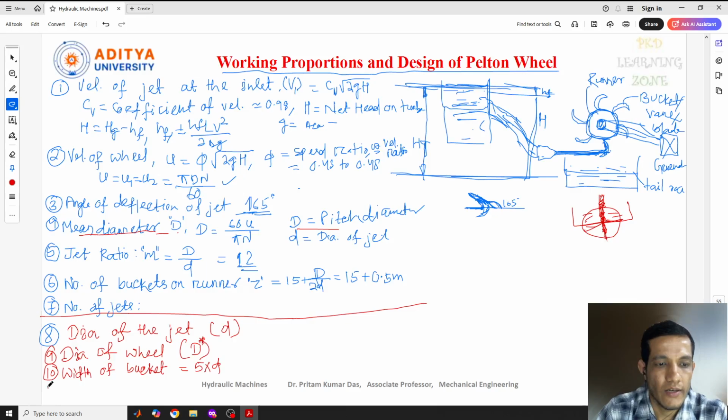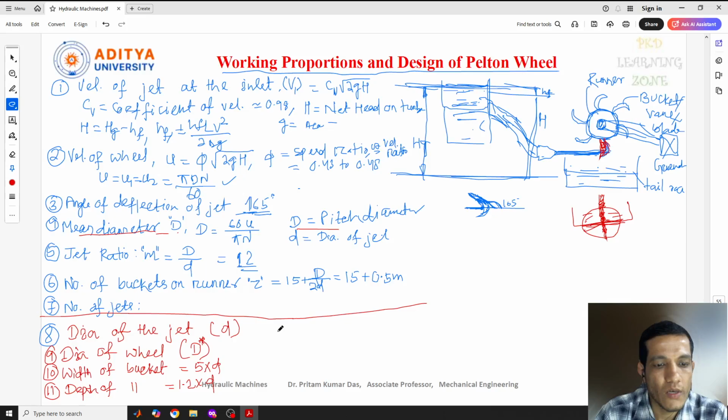The next one is depth of the bucket. What should be the depth of the bucket? The depth of the bucket is 1.2 times the diameter of the jet. Now this is our width, and what about the depth? If I draw a line, then what is the depth of this bucket and how to calculate it? That is calculated by 1.2 into d.